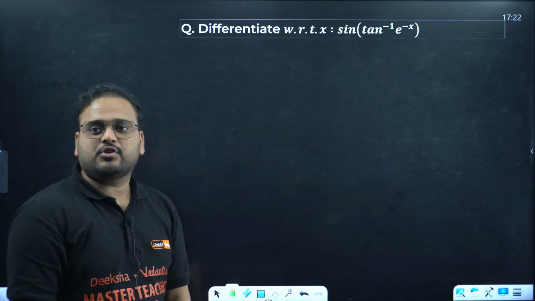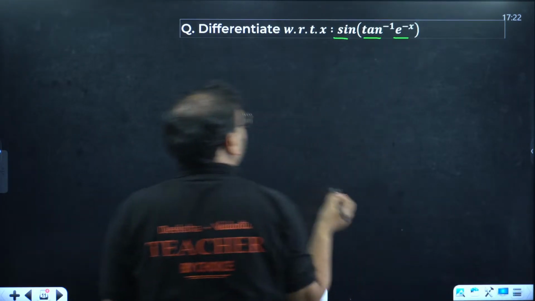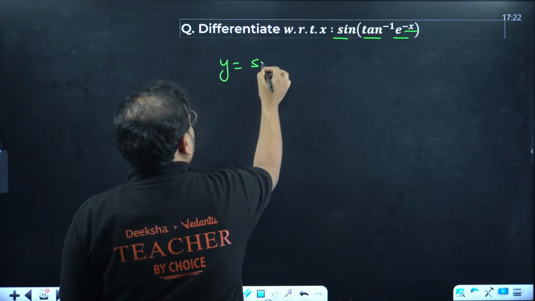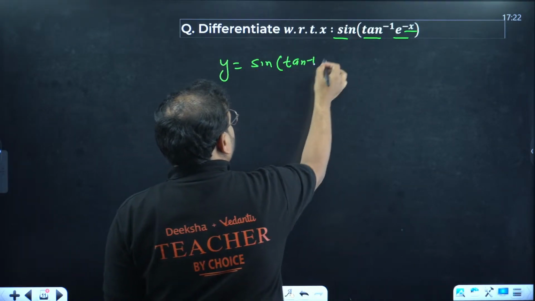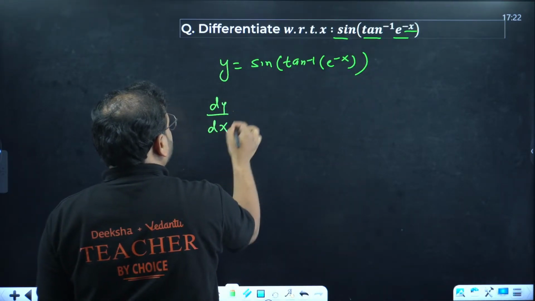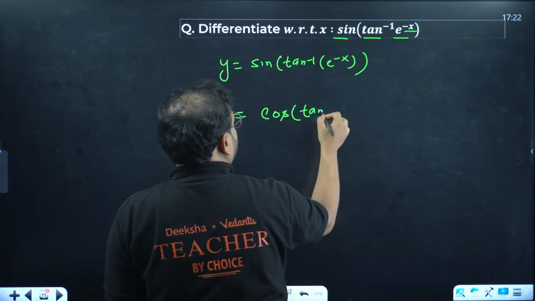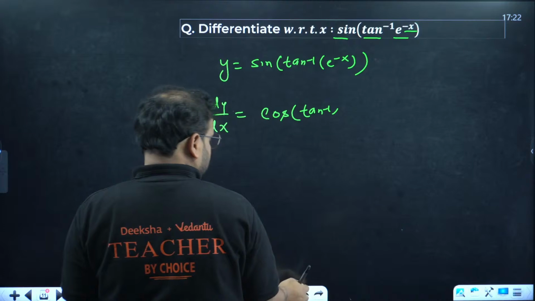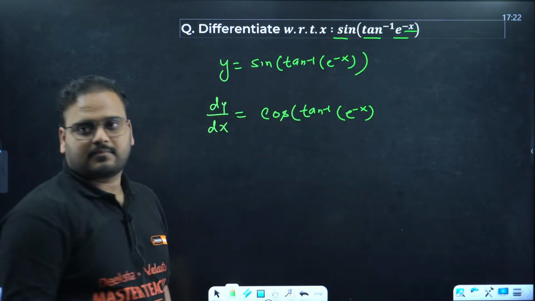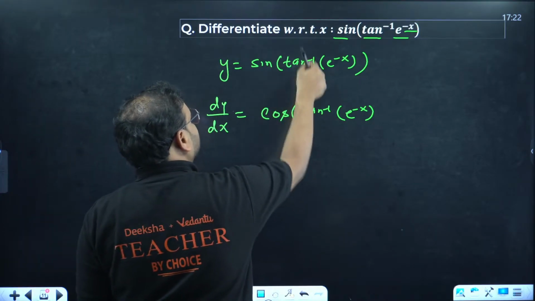Let's solve this question, which is on the chain rule application. Differentiate this sine first, then you have to differentiate tan inverse, then differentiate e power minus x, and then minus x. So if your y value is sine of tan inverse of e power minus x, dy by dx should be, differentiate this sine first. It becomes cos, keeping this as it is. First derivative is done, right? Next will be, differentiating sine as cos. Now we differentiate tan inverse.